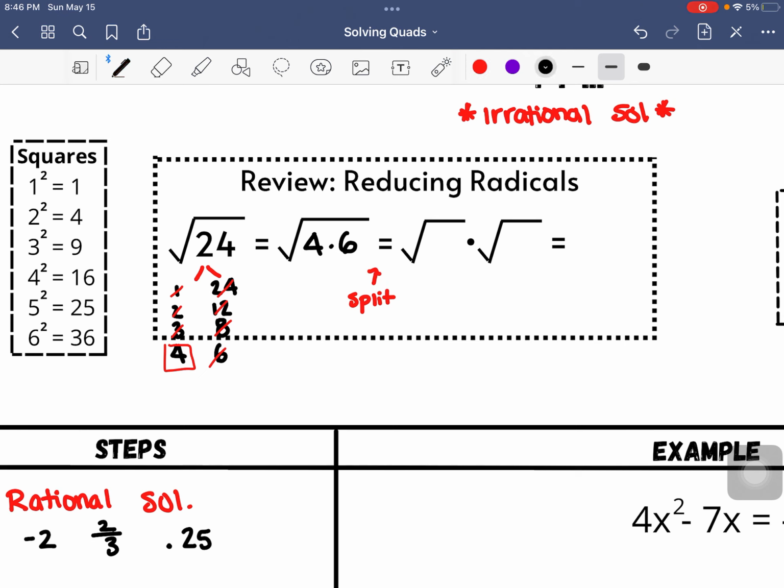So the radical of 4 times 6 can be split into two radicals. So now it's radical 4 times radical 6. That is perfectly legal and something you should remember from real numbers.